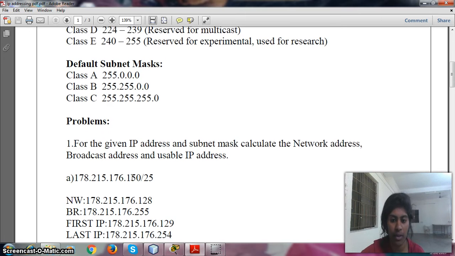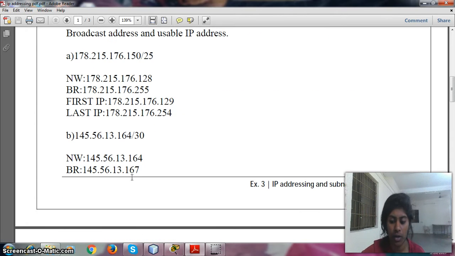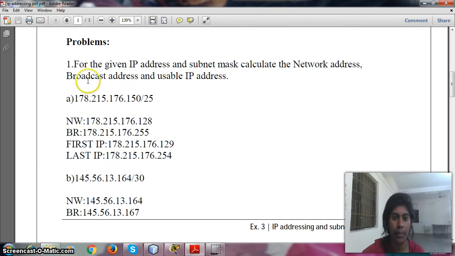for the given IP address and subnet mask, calculate the network address and the broadcast address. Here 198.215, this is the network. This is the broadcast, and this is the first IP address and the last IP address for this problem. 192.215.176.128, and the broadcast is 255. The first IP address is 129, and the last IP address is 254.